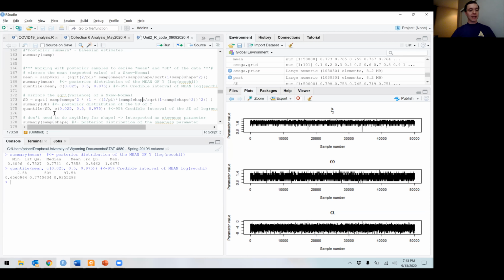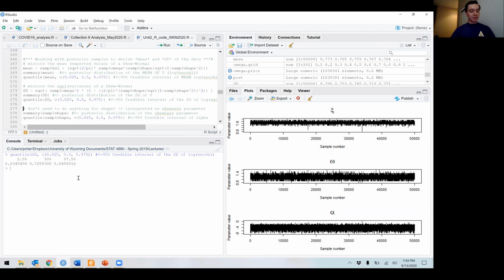Right there, I can find its credible interval. So this is the credible interval for the standard deviation of log Secchi: 95% chance of falling between 0.635 and 0.846.